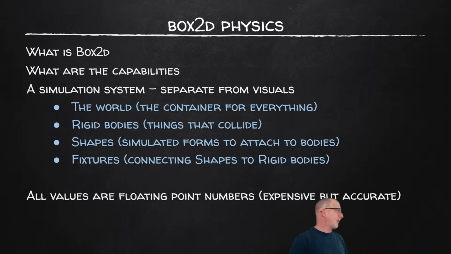Now, fixtures are Box2D's way of connecting the two things together. Part of the reason they do this is so they can reuse shapes, and part of the reason is that some of the properties of how rigid bodies interact are in those fixtures. Things like the restitution and the friction.